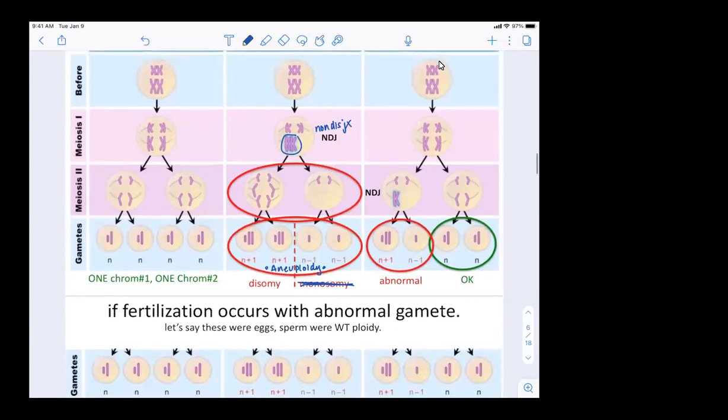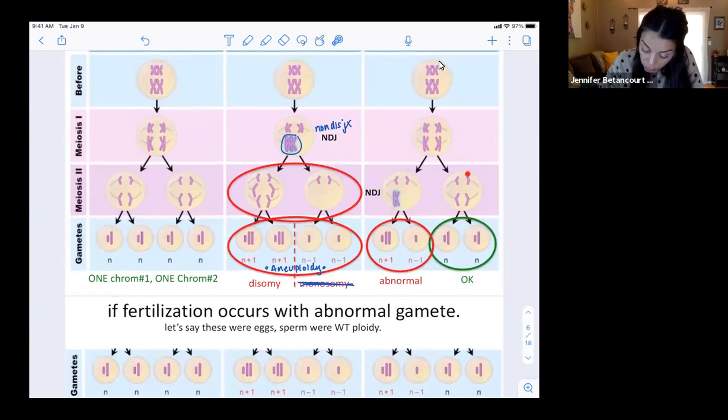Let's look at non-disjunction in meiosis 2, metaphase 2. So this first thing happened correctly. The tetrad gets split, great. And then the pair of sisters should get split. So in this case, again, kinetochore microtubules did not attach correctly. So non-disjunction is happening in meiosis 2.